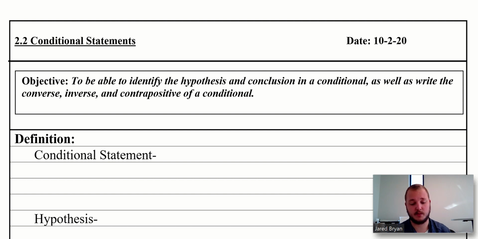Label for today is going to be 2.2 conditional statements. Date for today is going to be the 2nd of October. And then objective, we want to be able to identify the hypothesis and conclusion of a conditional statement. And we'll talk about what all those words mean. And then you also want to be able to write what we call the converse, the inverse, and the contrapositive of a statement as well. And like I said, we'll dive into those here a little later.